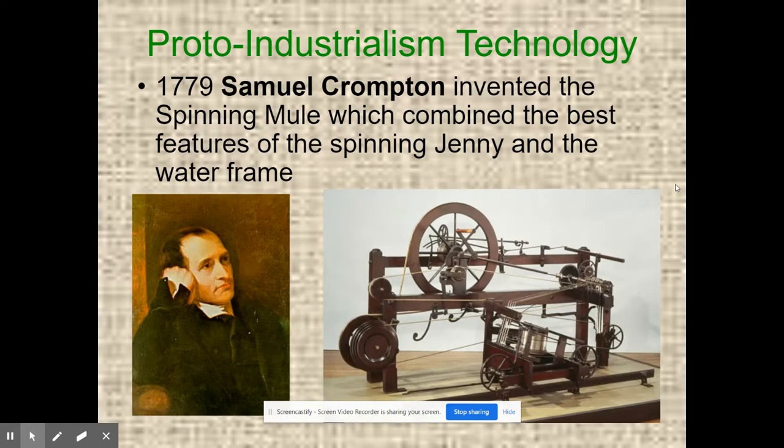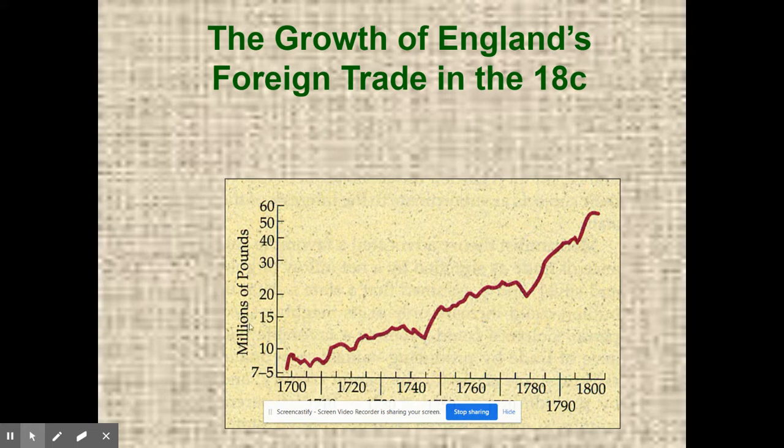All right. Then Samuel Crompton invented the spinning mule, which combined all these things together with a water frame to make it even faster. And notice the growth of foreign trade that's going to take off in England.